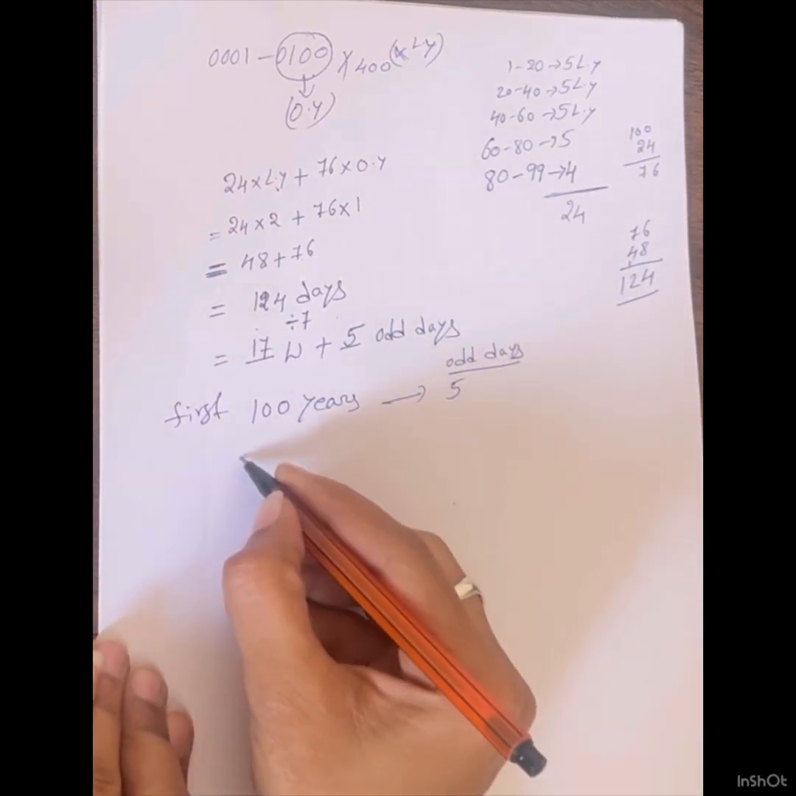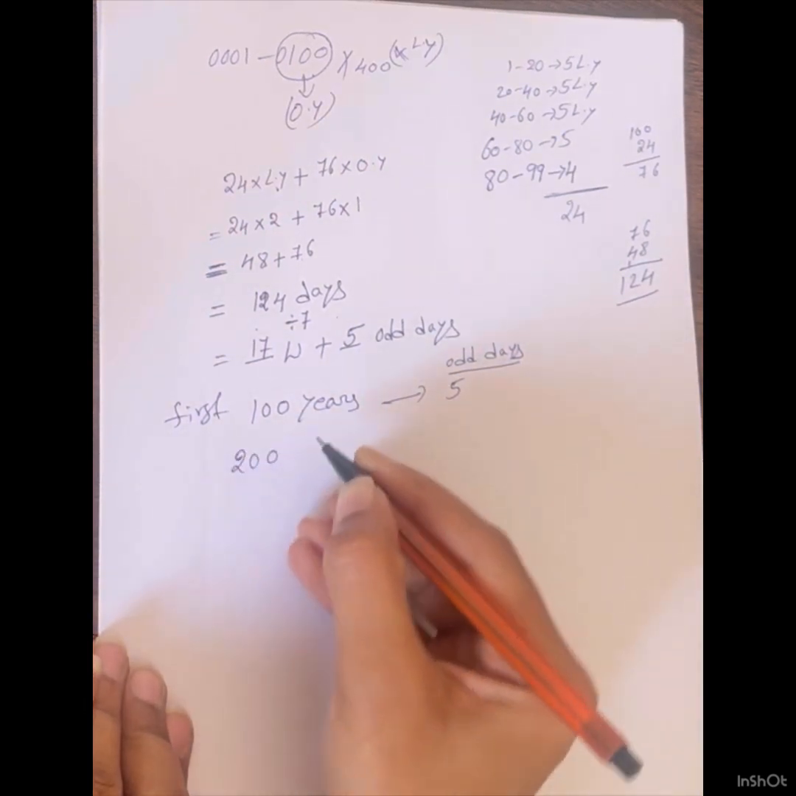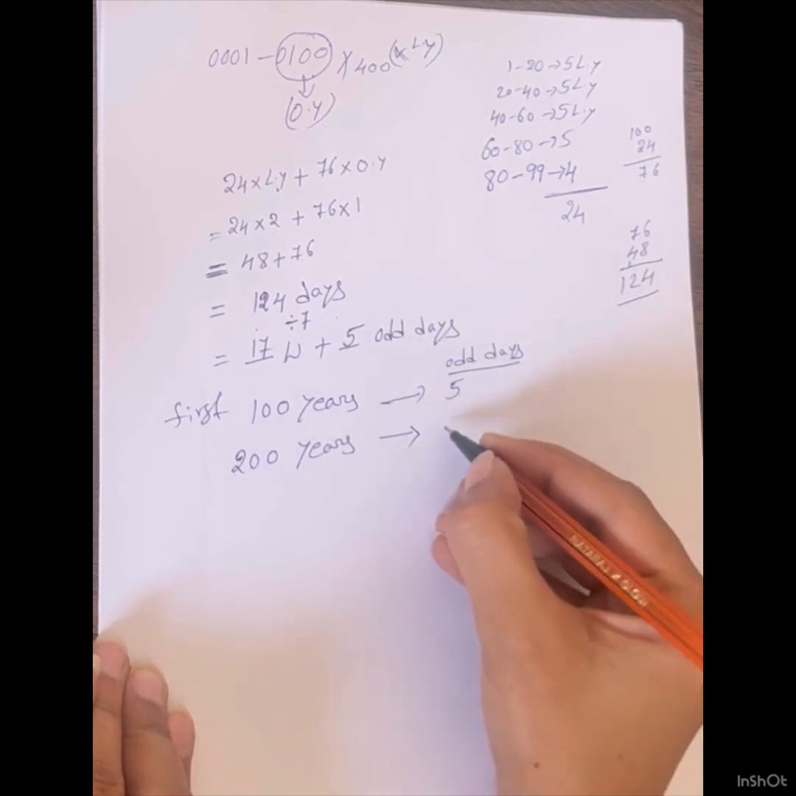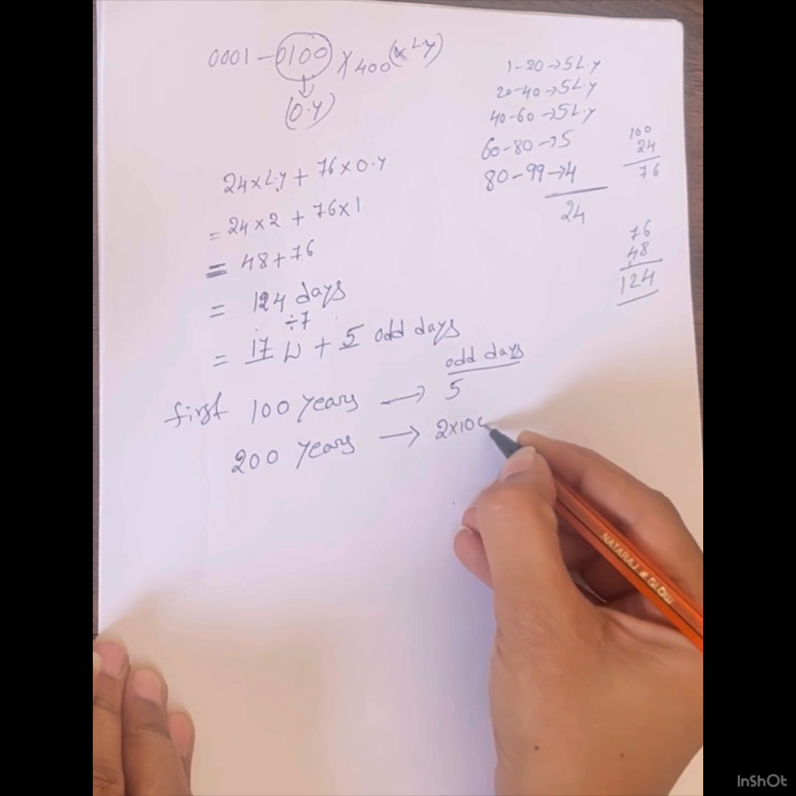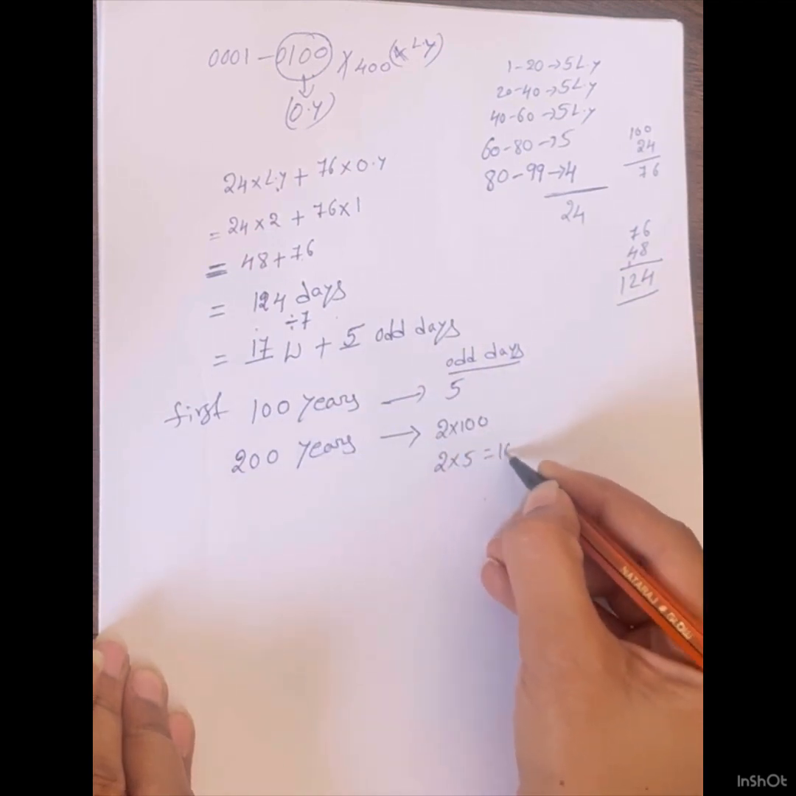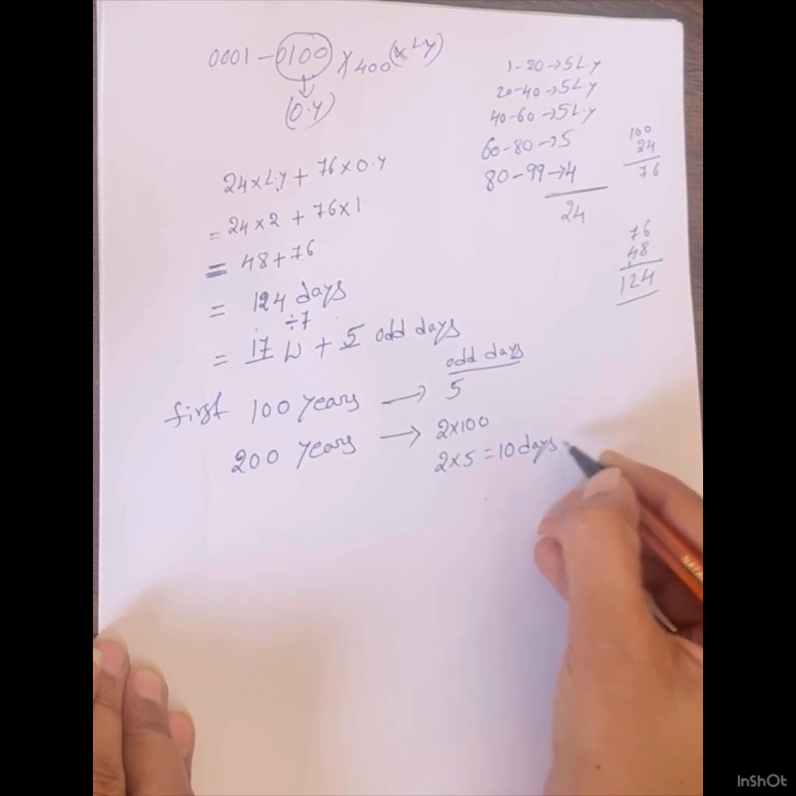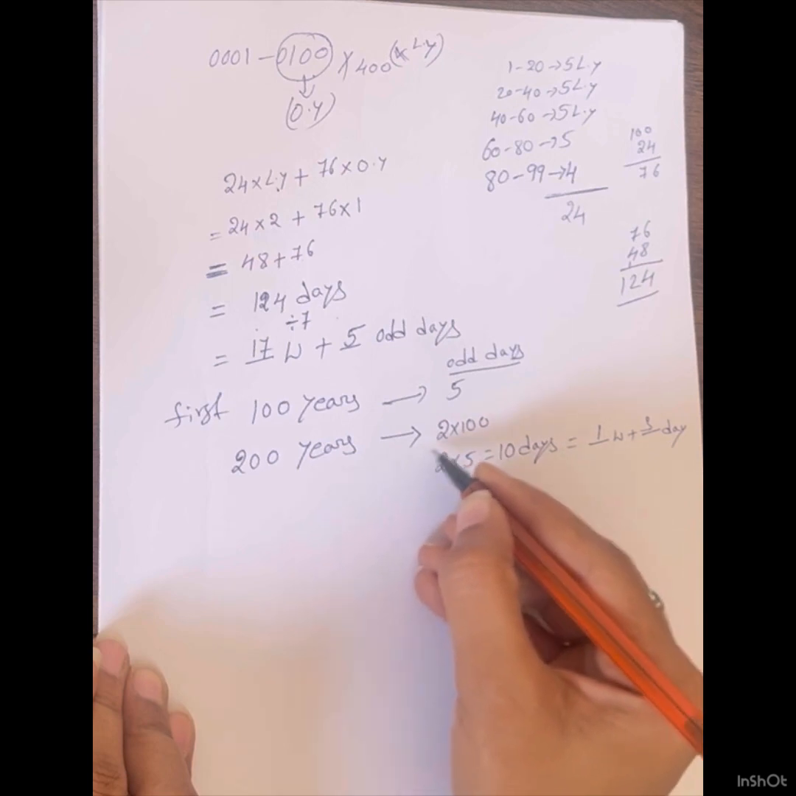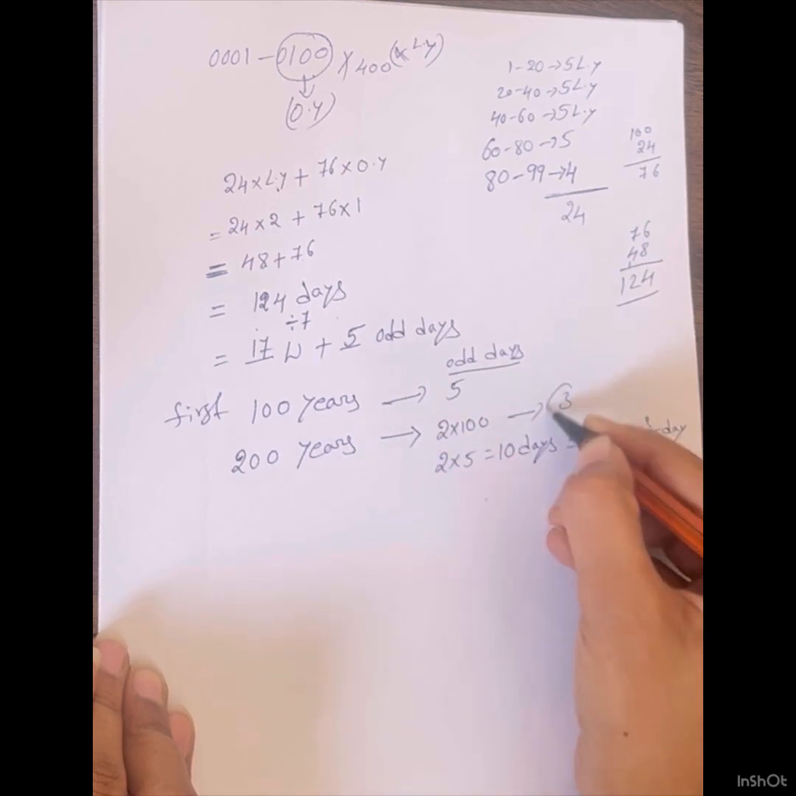Okay, next, coming to the first 20 years: 2 into 100, already for 100 there are 5 odd days, so substitute here 2 into 5 is equal to 10 days. Now write this as some weeks plus days. So 7 days is a week, 1 week plus remaining 3 days. So for 200 years, 3 odd days.